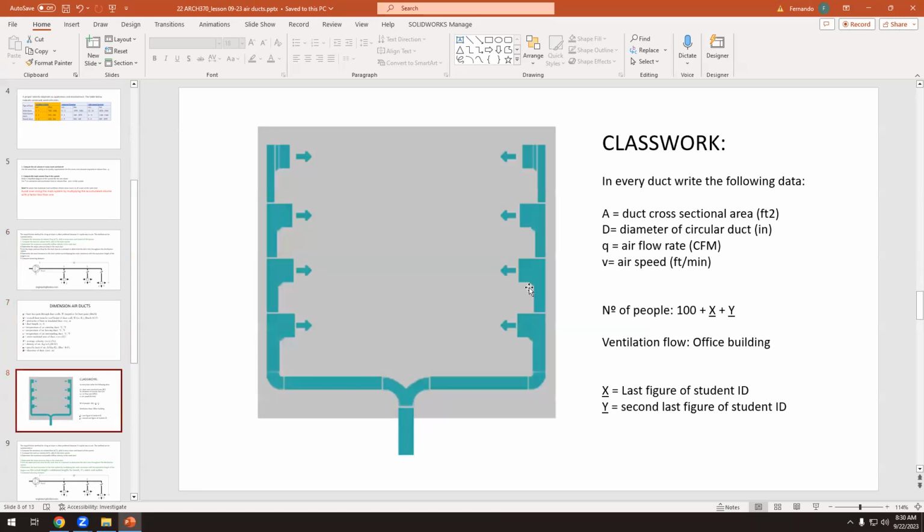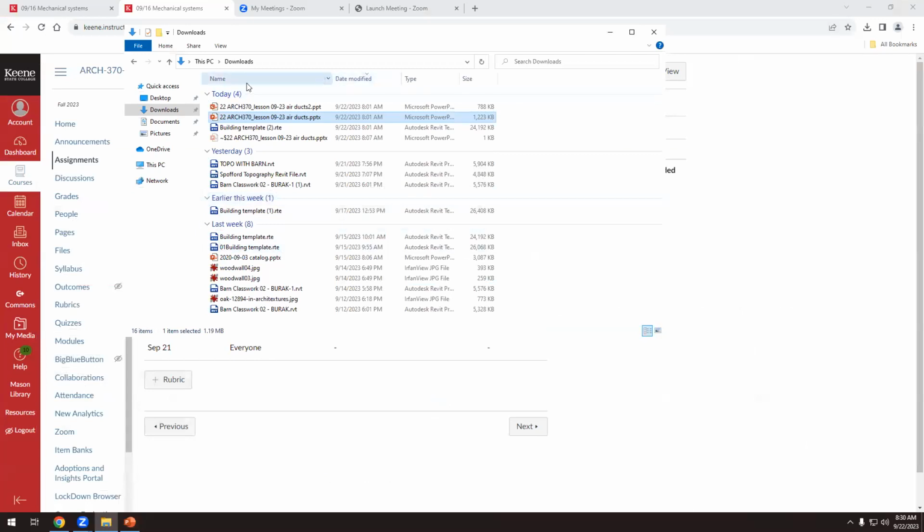Okay, so next week on Tuesday, we will do this. I want you to calculate this by hand, but today we're going to use Revit, and so let's do it. So that's all we need to know about ducts.